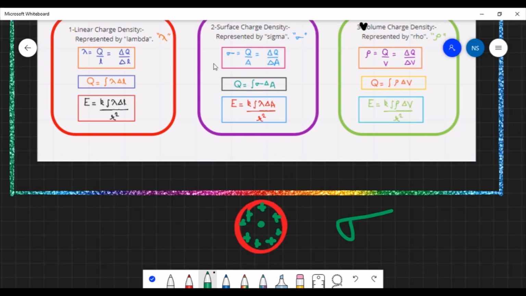This is the same as linear charge density. All the charge densities are the same, just with a little bit of difference. In linear charge density we saw that the total charge was divided by the length, because it was a 1D image.